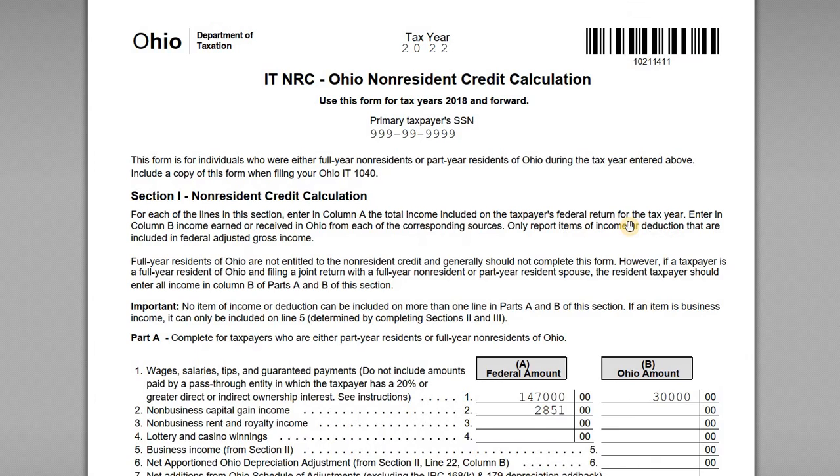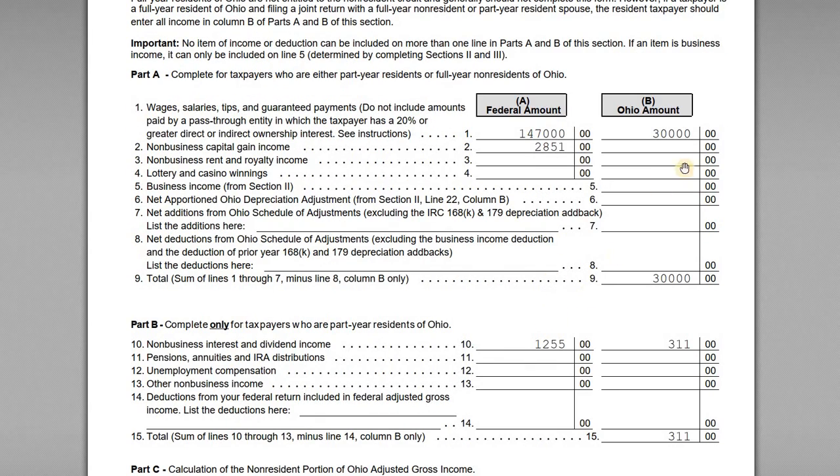So if we go back to the NRC here, those are our federal totals, and now we have to determine what is going to be that Ohio amount. Well, the wages, remember, we're just specifically identifying the wages that were earned while we were a resident of Ohio. And so that is the $30,000 from Company A that Emily was working for while she was living in Ohio. So that's the $30,000 there that's attributed to Ohio. The other $117,000 from Florida just stays over here on the federal column. None of that is going to be included in the Ohio portion.